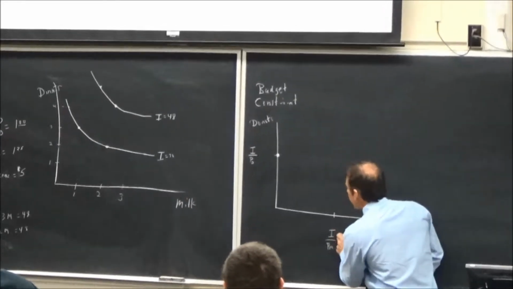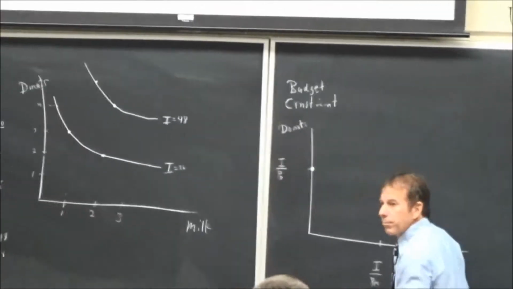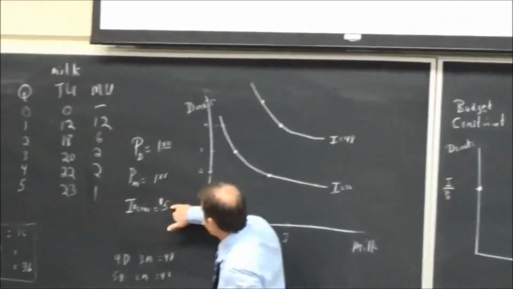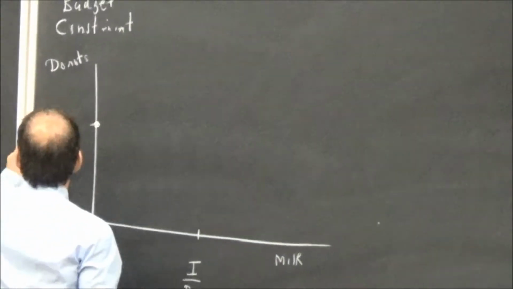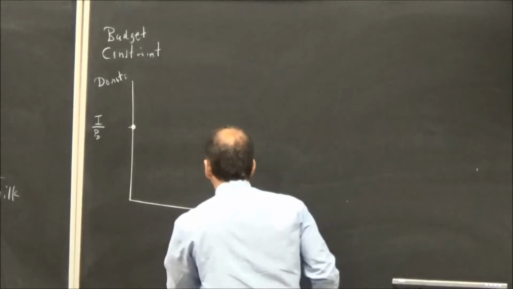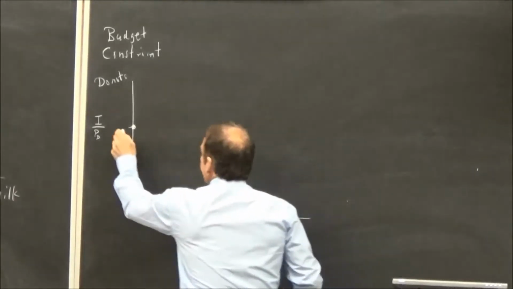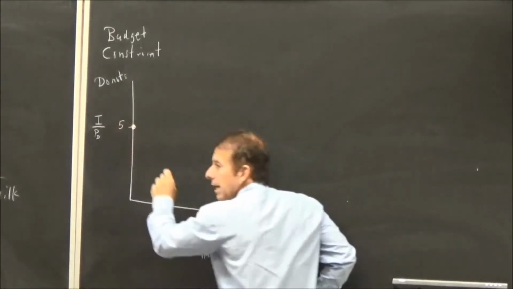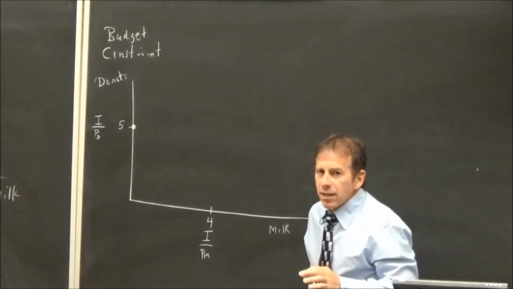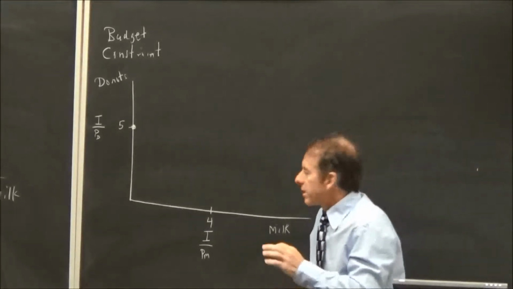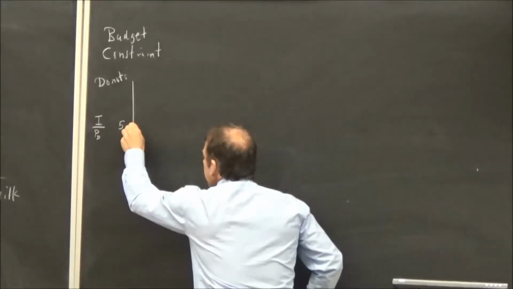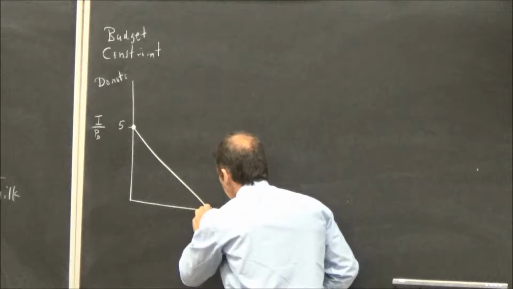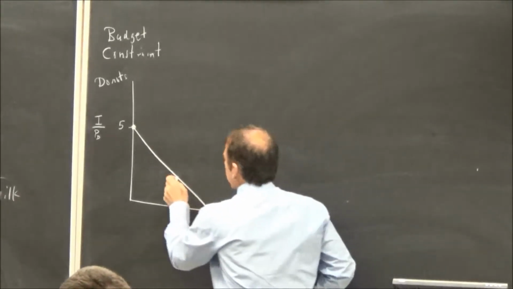So that would be 5 divided by $1.25. So income divided by the price. So the 5 comes from the 5 over 1, right? The income, and the 4 comes from here. So we have 5 and 4, and that's it. That's all you need to draw a budget constraint. So we take those 2 points, here and here, and we draw a straight line between them, and that is called a budget constraint.